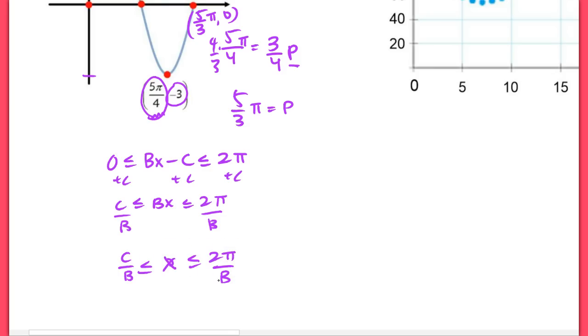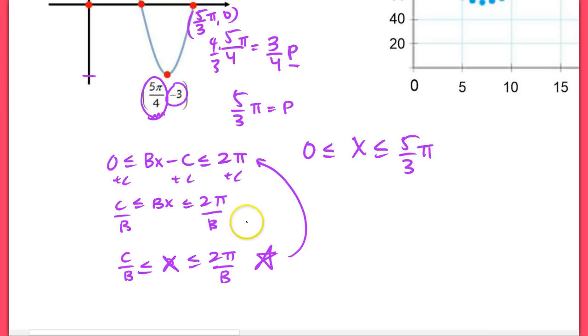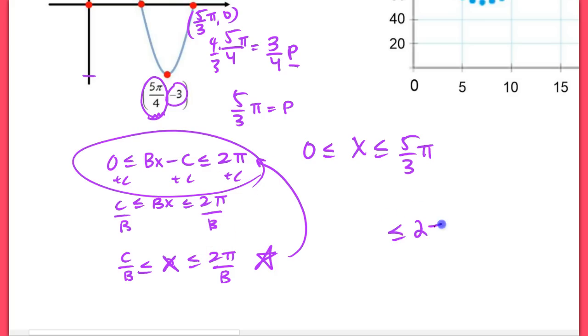Okay. So what we're going to do is the same idea. We're going to work backwards though, because we want to know what our original bx minus c looks like. So right now we know what x is trapped between. We know that x is trapped between 0 and 5/3 pi. 1 full period, right? X is trapped between 0 and 5/3 pi. I want to work my way back so that I end up with this. Okay, so I want to find how I can transform this into this statement here. So I want to find what that's going to end up looking like.